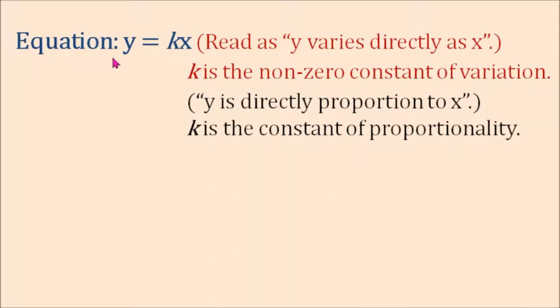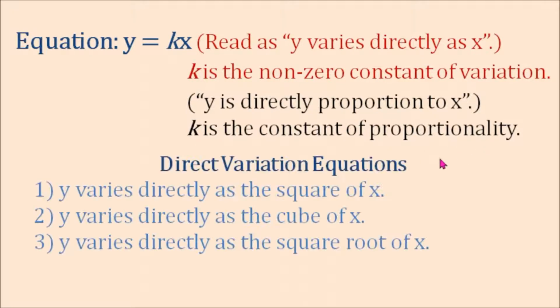This is the equation of direct variation. y equals k times x. This is read as y varies directly as x. Even if we don't mention k in reading the equation, it is very important because k is the non-zero constant of variation. It can also be read as y is directly proportional to x. So that means we can also call k the constant of proportionality.